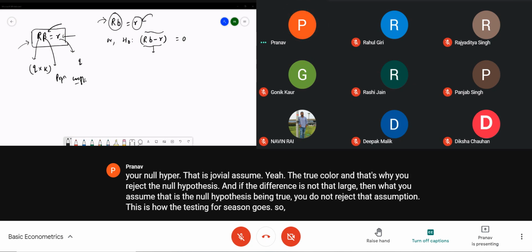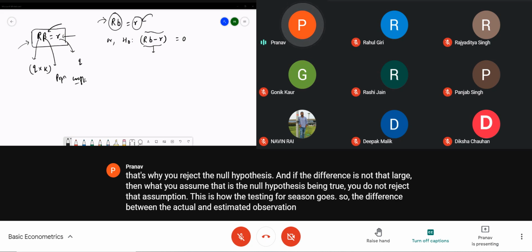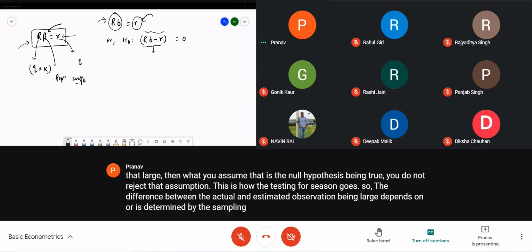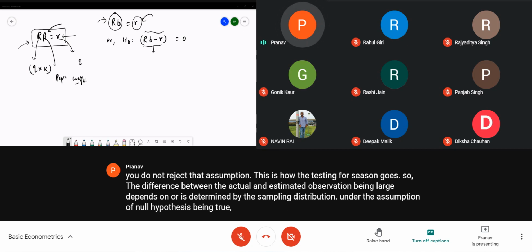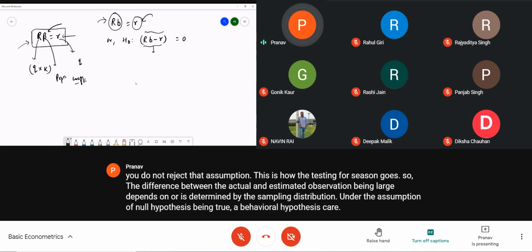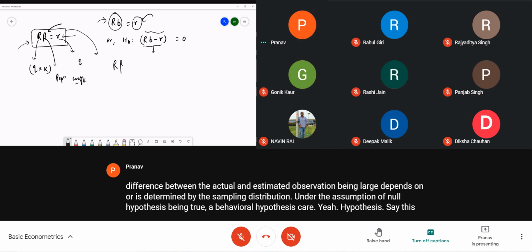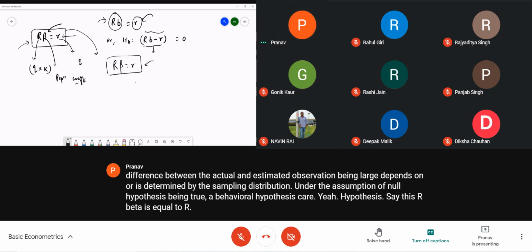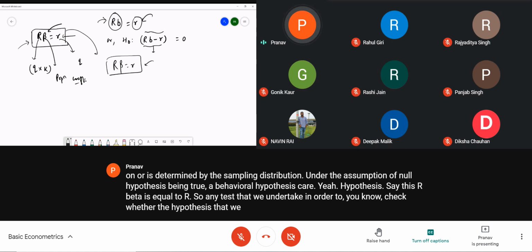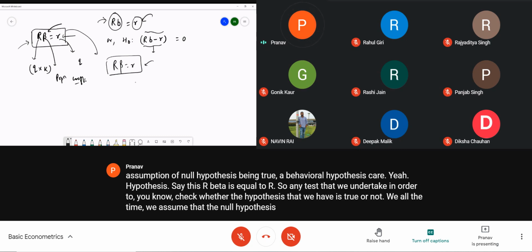So the difference between the actual and estimated observation being large is determined by the sampling distribution under the assumption of the null hypothesis being true. अब यहाँ पे मेरा null hypothesis क्या है? यहाँ पे मेरा null hypothesis है R beta is equal to r. So any test that we undertake in order to check whether the hypothesis that we have is true or not, all the time we assume that the null hypothesis is true.